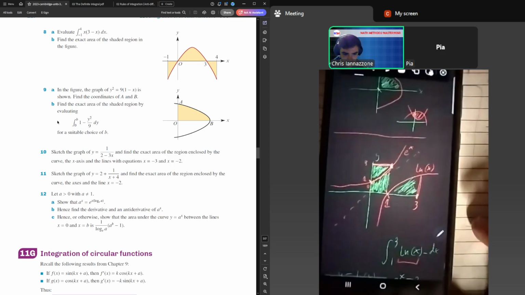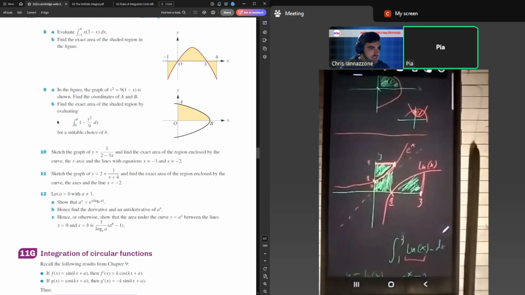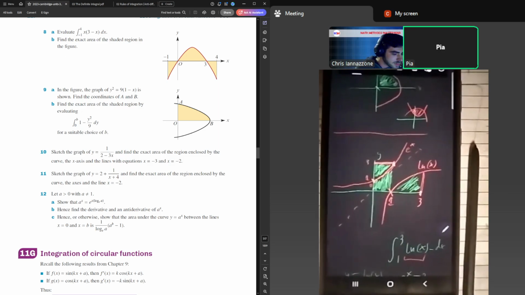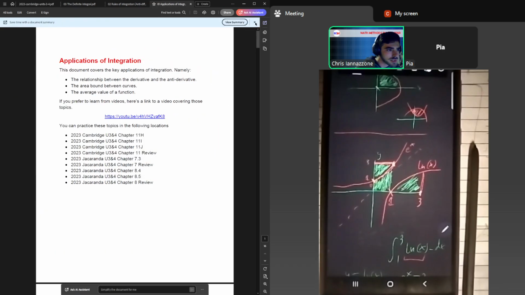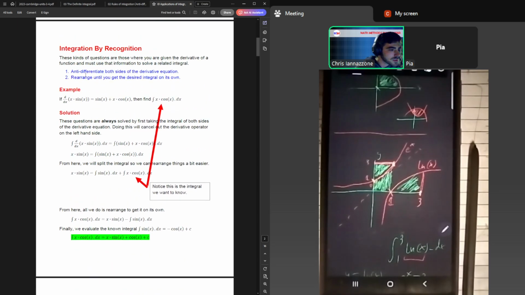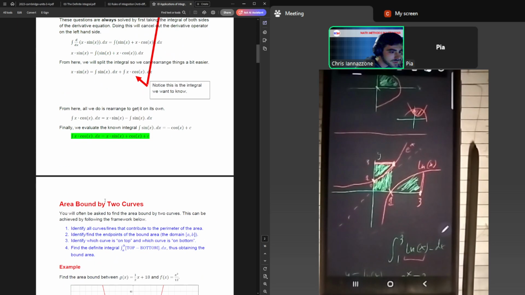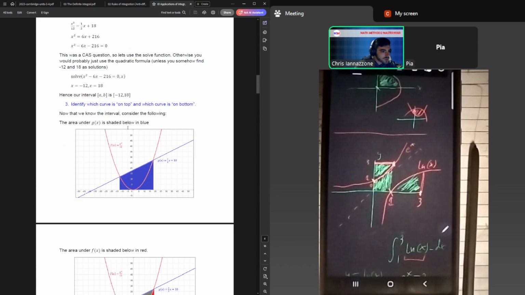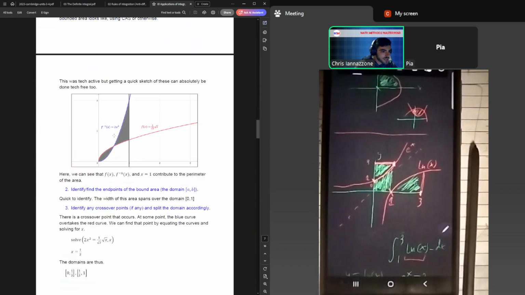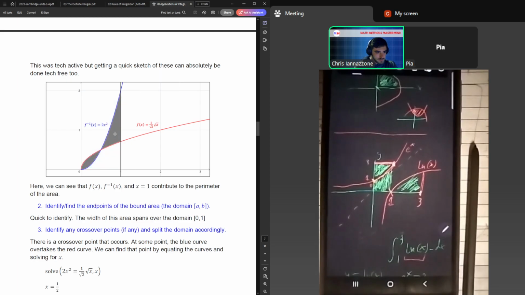Cool? Okay. That's described in, where is it, applications? Yeah, that's in the module for applications of integration. So you look at the integration by recognition stuff, which is different. And then there's this area bound between two curves here. We look at what happens when it's just one on top of the other, and you look at what happens when they cross over as well.